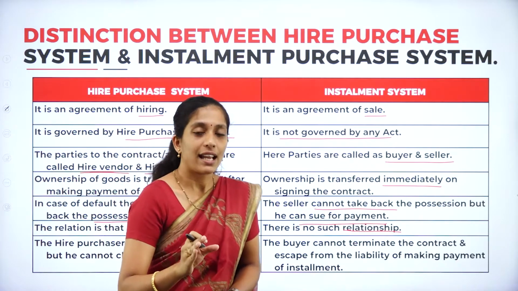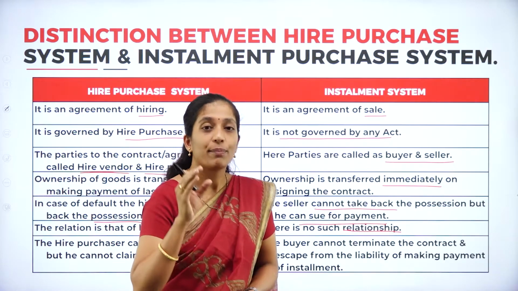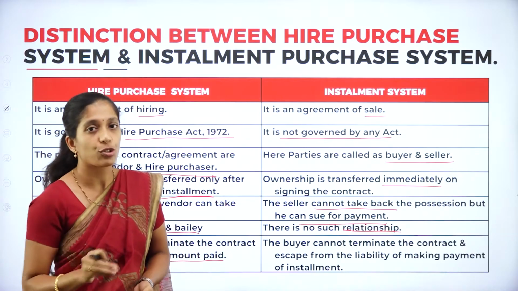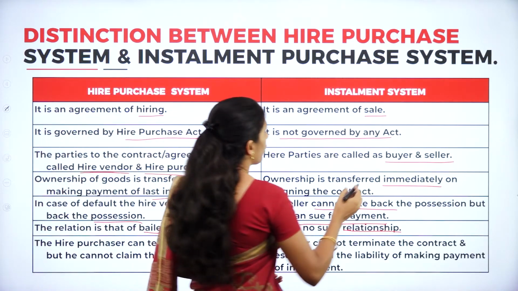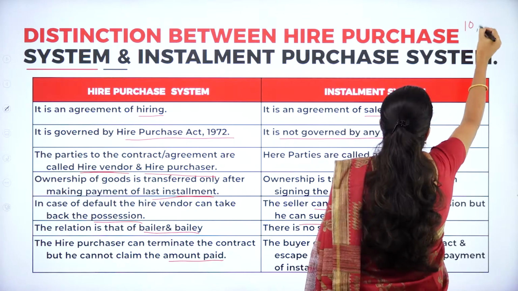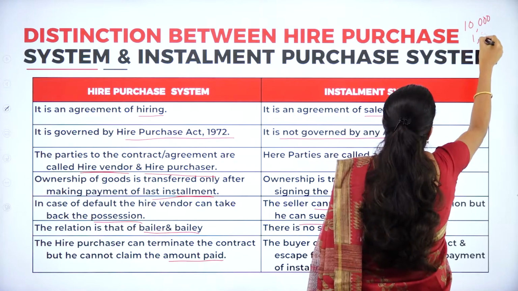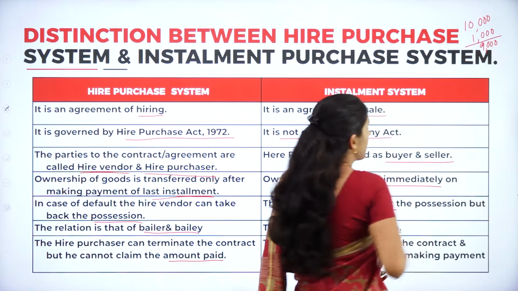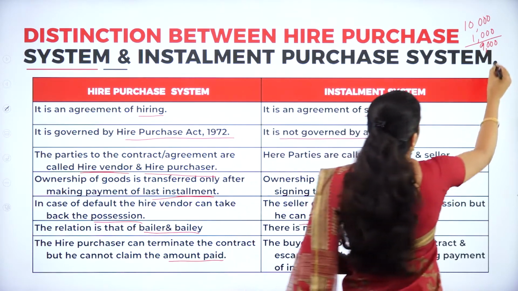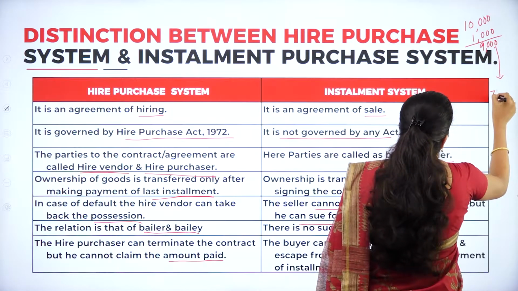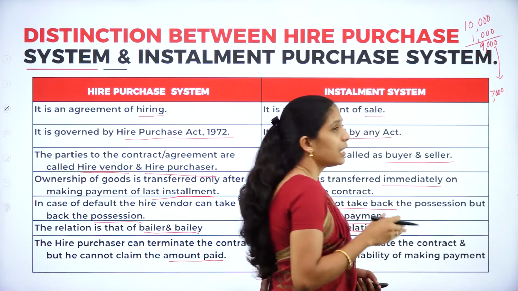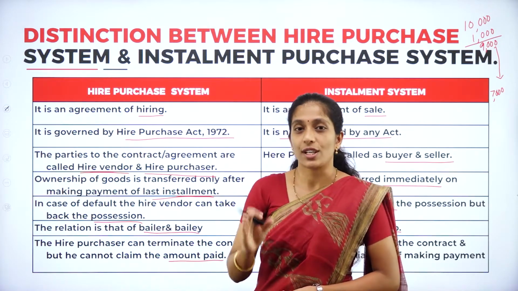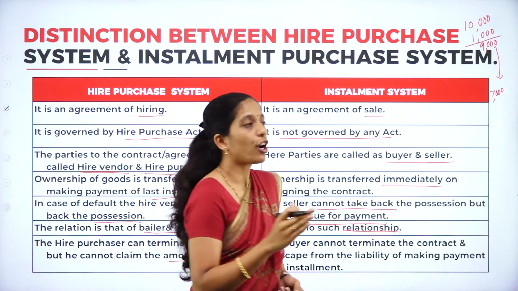Suppose he has paid rupees 7,000, but he has not paid rupees 2,000. That is, the amount of 9,000 he has to pay. So the total amount is 10,000, and he has paid 1,000 as down payment. Now 9,000 has to be paid in the form of installments, out of which he has paid rupees 7,000. Then this 7,000 will not be refunded. So here this 7,000 cannot be given back.